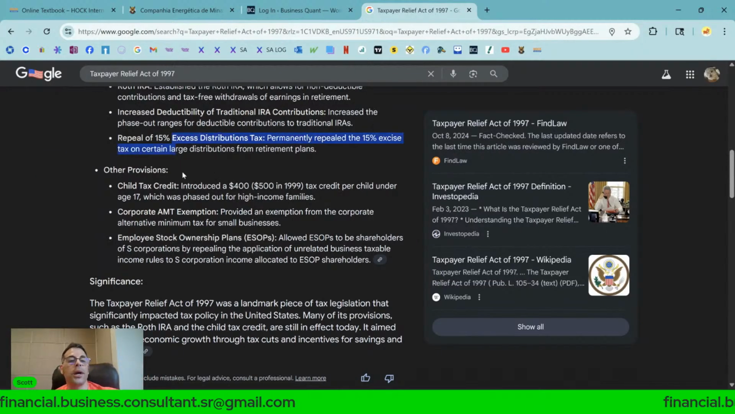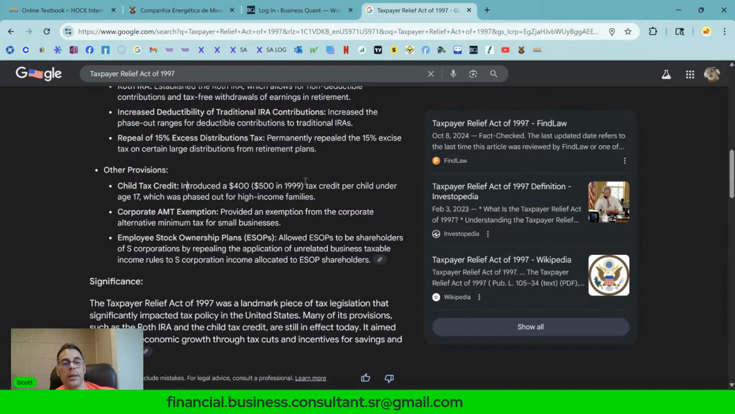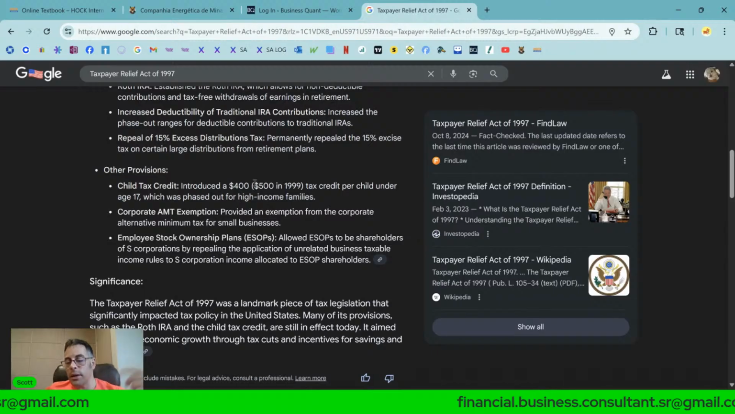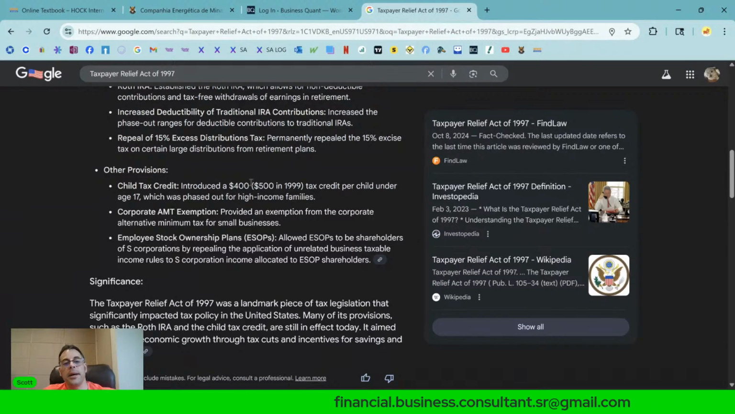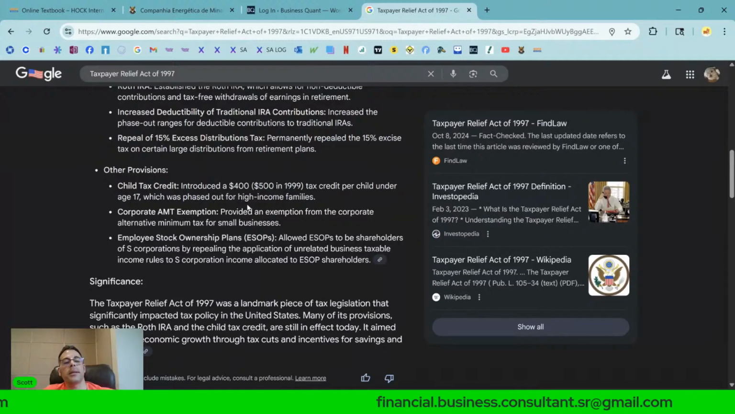He also passed a child tax credit. So just for having children under 17, you get a credit. If you're making below a certain amount of money, like below $50,000 a year, you get a credit of $400. Now it's $500 for each child under 17. But if you make a lot of money, you don't get this credit. Only if you're low income.